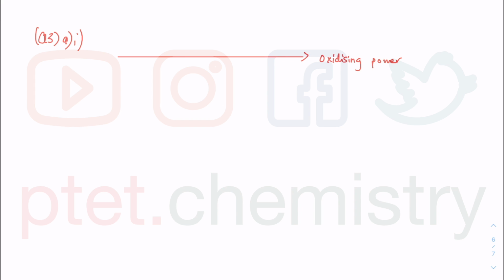Okay, anyway, so we have chlorine being one of the most powerful oxidizing agents, followed by bromine, and then followed by iodine.